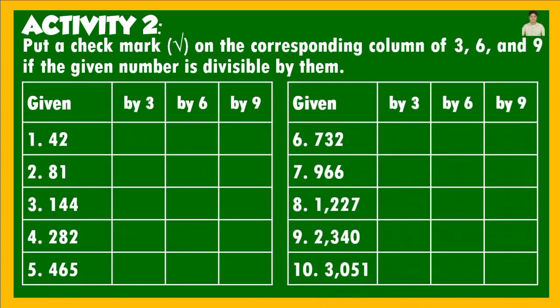So, we have number 1, 42. 42 divided by 3. 4 plus 2, that is 6, and 6 is a multiple of 3, or divisible by 3. 42 divided by 6. Since divisible siya sa 3, i-consider na lang natin yung divisibility by 2. Yung last digit niya is an even number, so divisible by 2. Therefore, it is also divisible by 6.